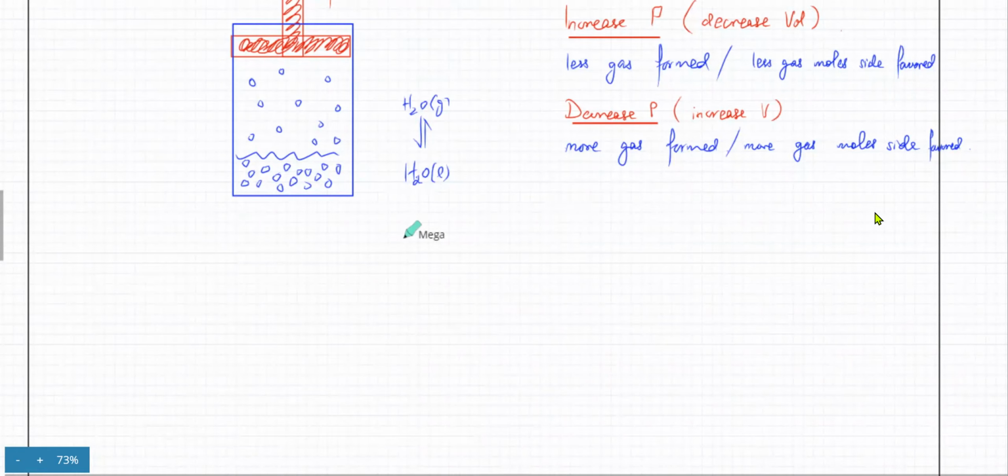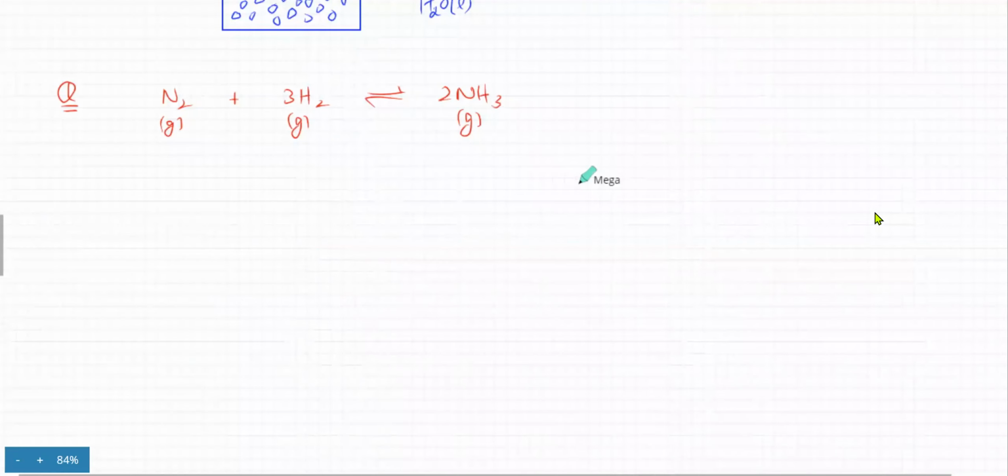So for example, if you have a reaction that's going on and the reaction is N2 plus 3H2 in equilibrium with 2NH3. So it's a separate question, and all of them are gases. So if I have this reaction going on and I'm being asked to tell what's going to happen if I increase pressure, then automatically it's understood that if you're increasing pressure, you're decreasing volume and less gas would be formed.